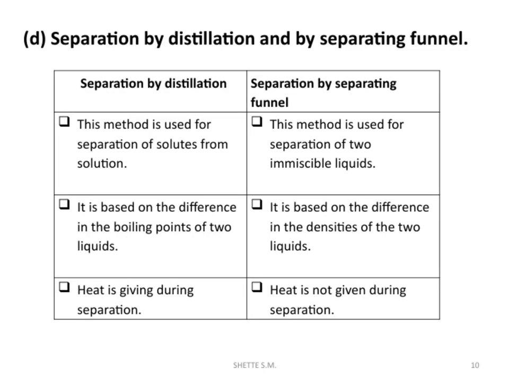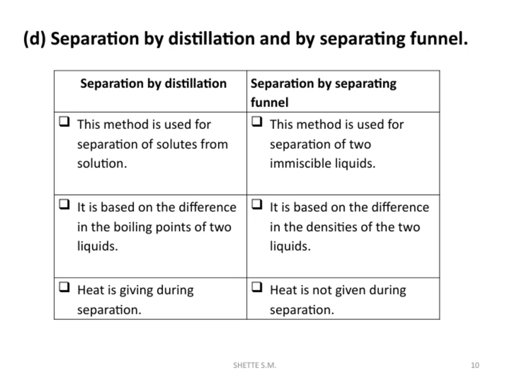Now, let's take a closer look at the two methods of separation highlighted here: distillation and separating funnel. Separation by distillation is primarily used for separating solutes from solutions. It works on the principle that different liquids have different boiling points. So, by heating the mixture, we can selectively vaporize one component, then condense it back into a liquid, effectively separating it from the other. During this process, heat is actively applied to facilitate vaporization, making it suitable for separating liquids with significantly different boiling points.